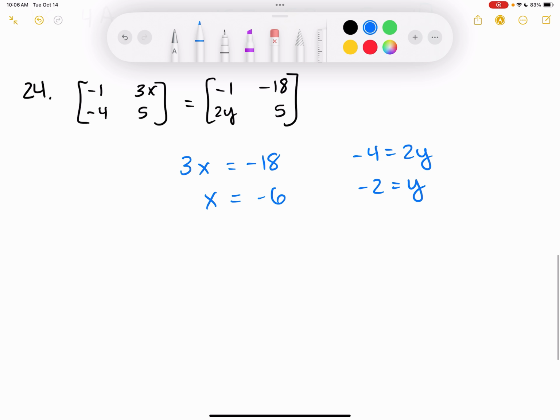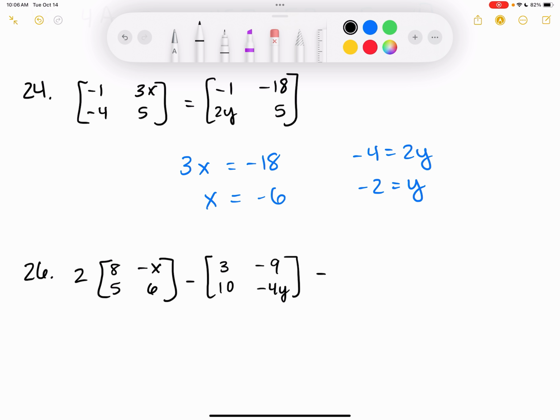All right, one more, 26. This is 2 times a 2 by 2 matrix, 8, negative x, 5, 6, minus a 2 by 2 matrix, 3, negative 9, 10, negative 4y, equals a 2 by 2 matrix, 13, 4, 0, 16.